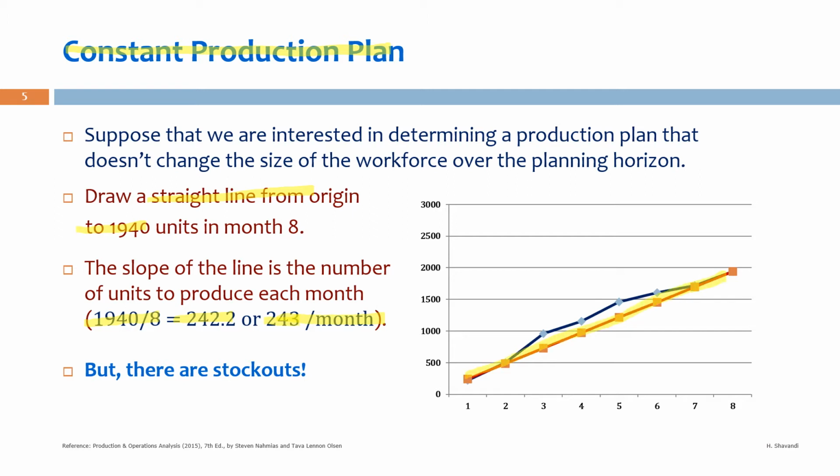But if we take a close look at this graph, we will see that in these periods we are in a stock out situation. So we'll have shortage in this month because the cumulative produced items is less than the cumulative demand in that month. So because of that, we'll say this production plan is infeasible, it's impossible.